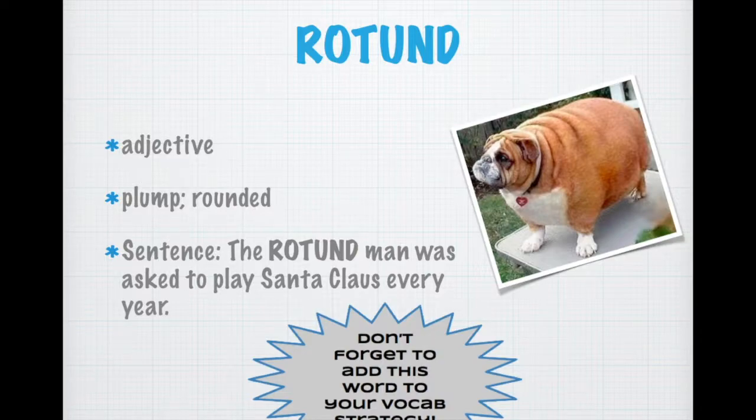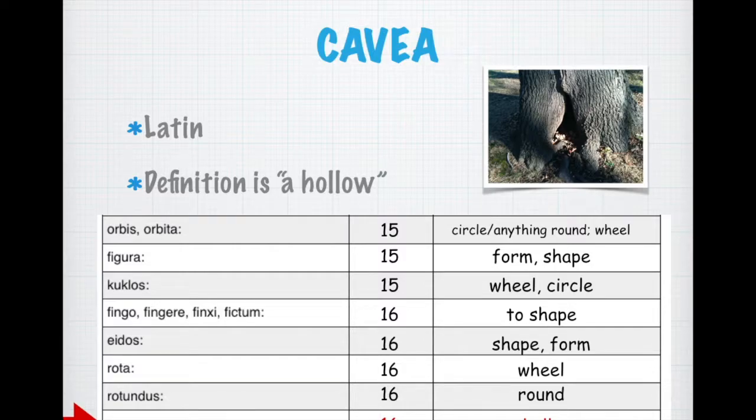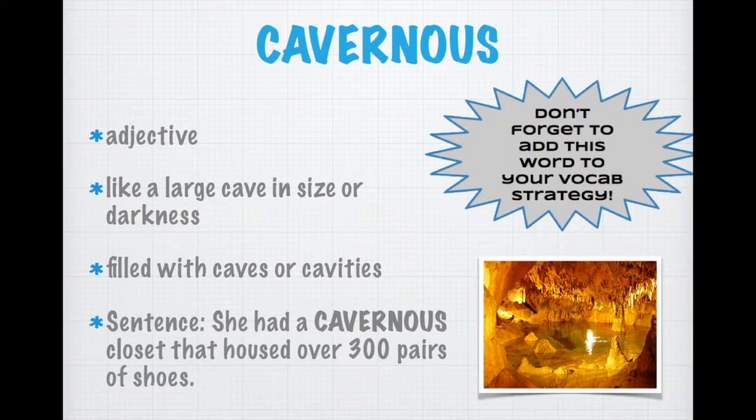We have one more root, three words. Your next root, cavea, and it means a hollow. This should be the final root on that root card. It should be completely filled out now. The first word that we're going to learn for this root is cavernous. This is an adjective, and it has two definitions. One is like a large cave in size or darkness, or filled with caves or cavities.